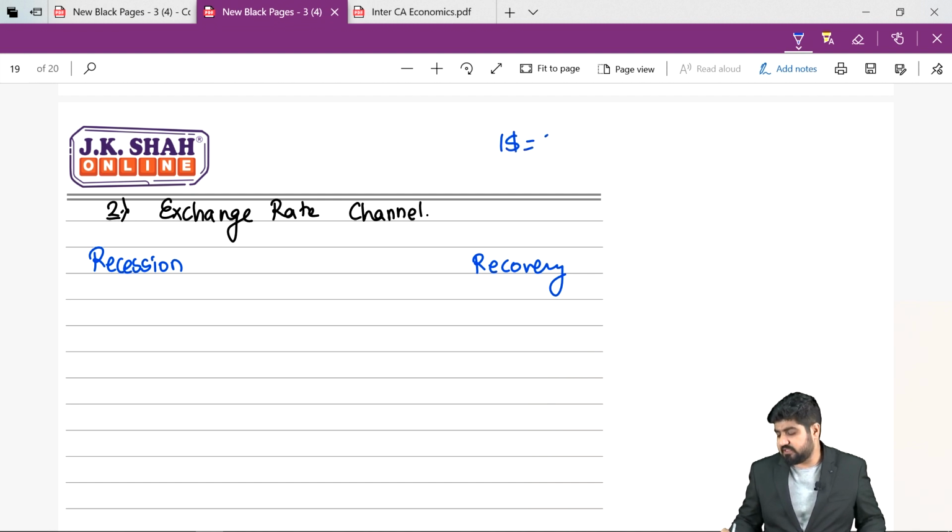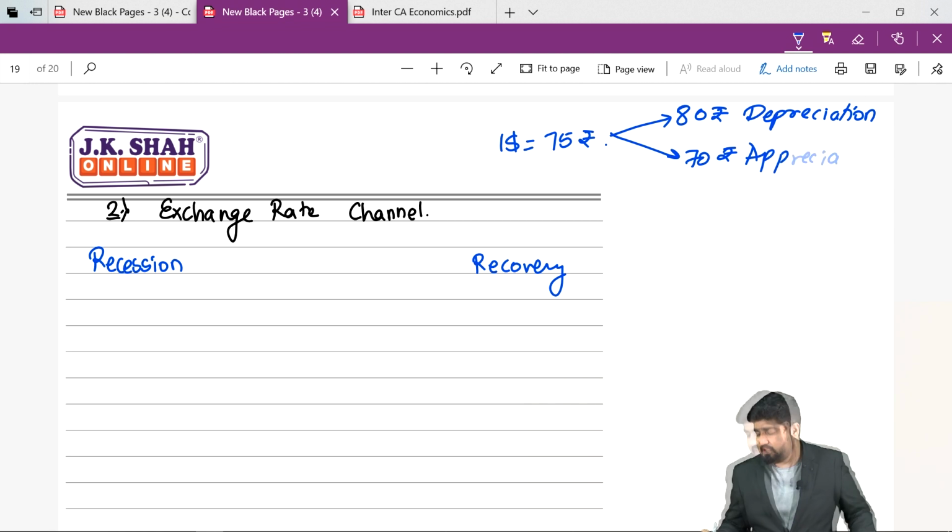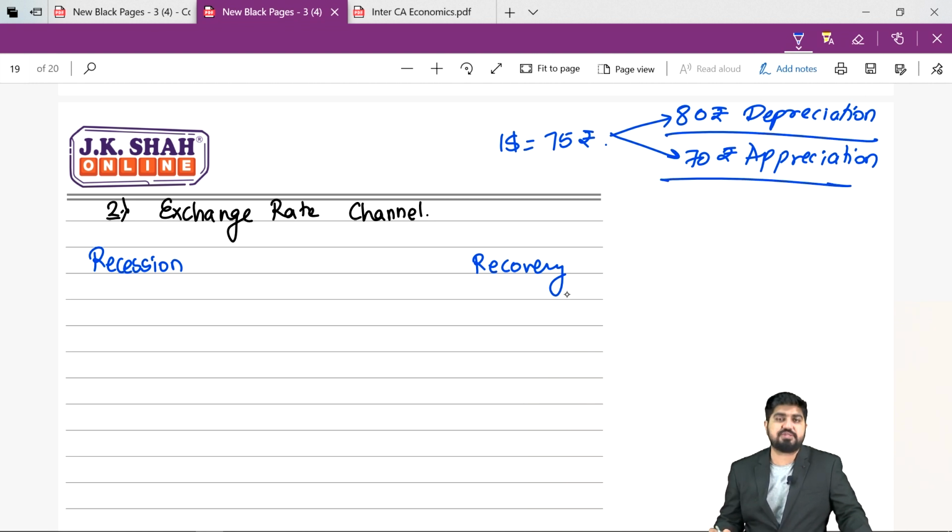See students, please understand. $1 is equal to 75 rupees. RBI can make it 80 rupees, RBI can make it, let's say, 70 rupees. So 80 rupees is nothing but our currency is devalued. Let me call it as depreciation for the time being. And 70 means our currency is appreciated. The question here is, at the time of recession, whether country's currency will be appreciated or it will be depreciated by RBI.